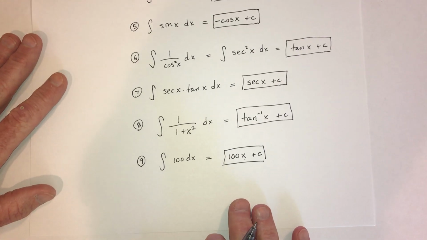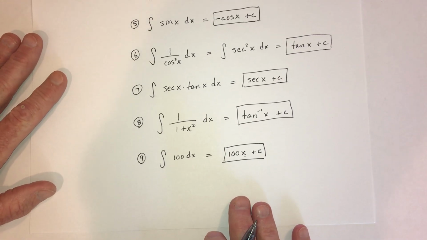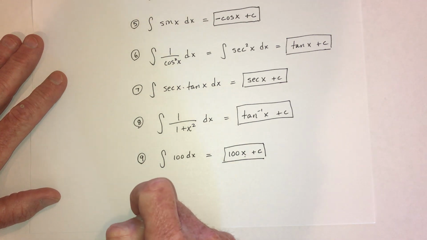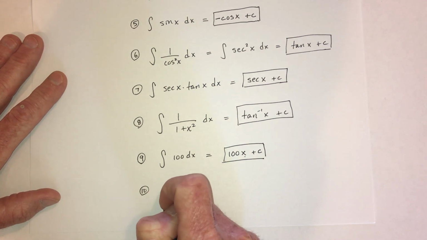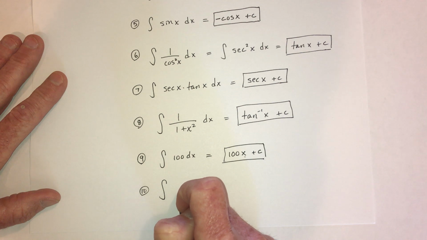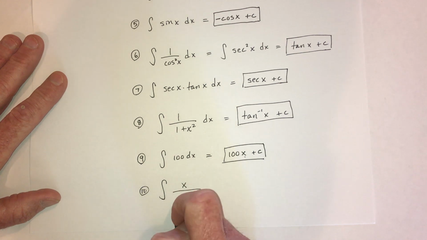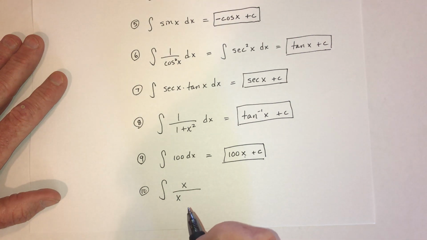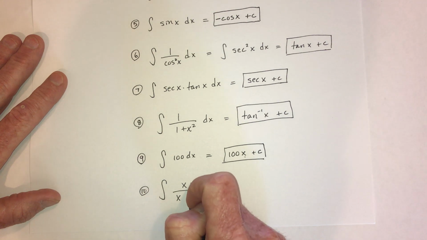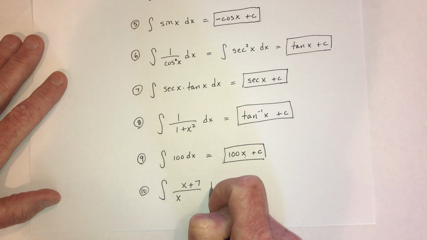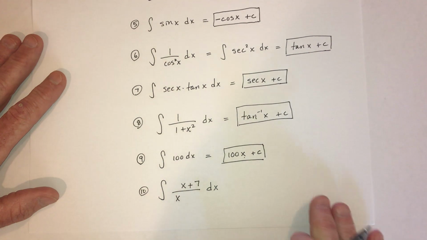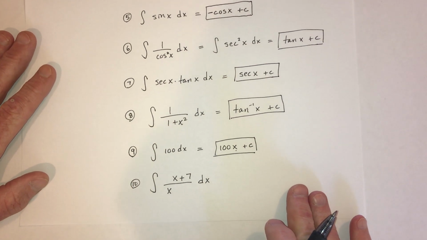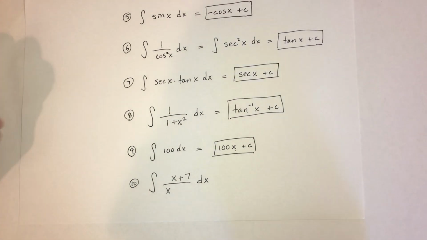Let's see if I got enough room for another one. Then how about for number 10, the integral of x over x. No, that one's too hard. How about this? X plus 7 over x. Sorry, I was about to do one from the next chapter. I was getting too excited.